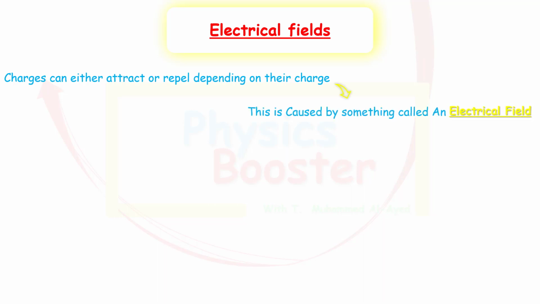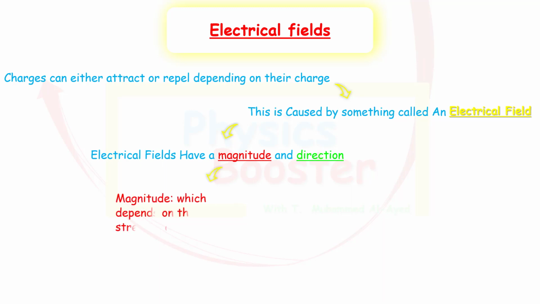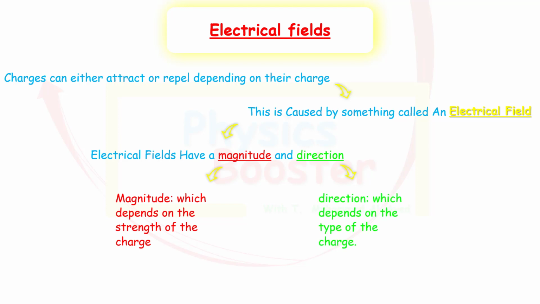Well, the cause of this force is something called the electrical field. So what makes these charges attract or repel is something called the electrical field. Now, electrical fields have a magnitude and a direction. And the magnitude of the electrical field depends on the strength of the charge, while the direction depends on the type of the charge. Now, if we go a little bit back, we said that any physical quantity that has a magnitude and a direction is called a vector.